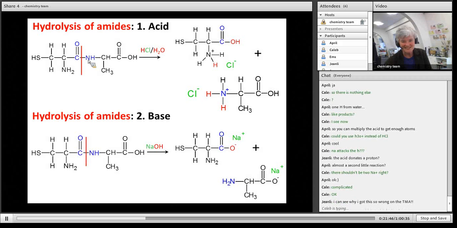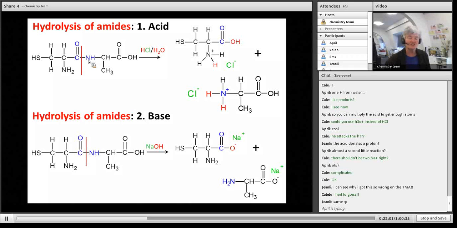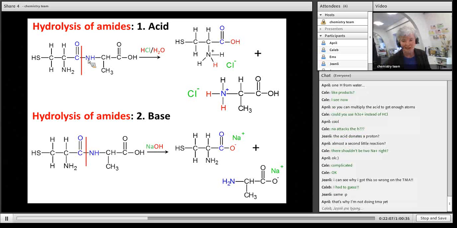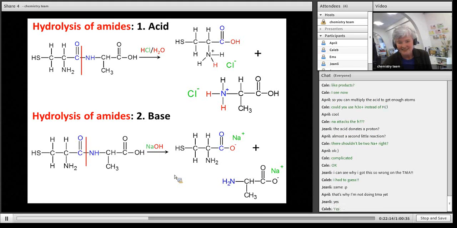Okay, right, so can you see that now, Johnny? And when you've done that, then you go, right, if it's in acidic conditions, any base like an amino group is going to react with it. Or if it's under basic conditions, any acidic part is going to react with it. So I think April's said it very clearly there. It's a second little reaction. Okay, but is it clear now? Yeah, okay, right.